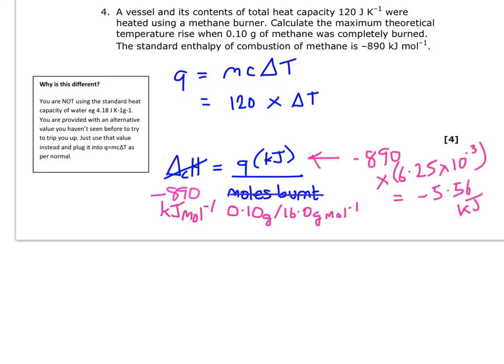So that gives us minus 5.56 kilojoules. So remembering that Q is simply neither plus nor minus at this particular point, we just change that into 5560 joules. Instead of Q, we know that mc is 120, so now we have an expression we can work out, which gives us 46.3 Kelvin.